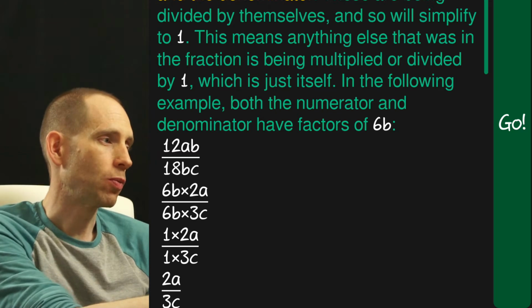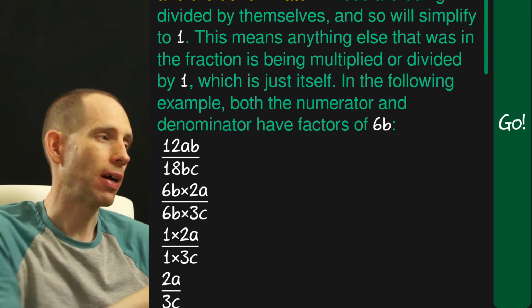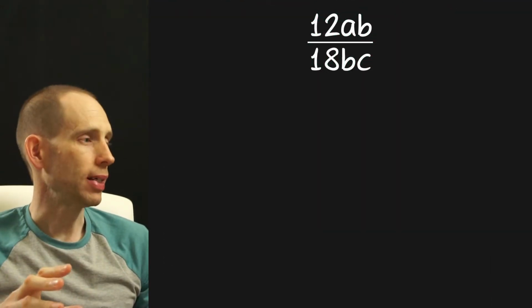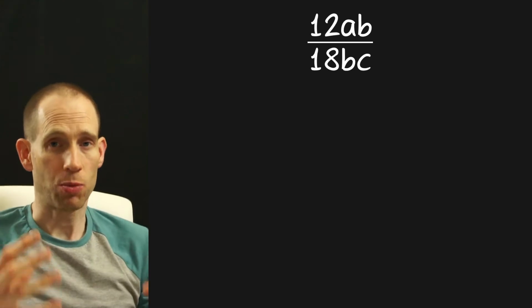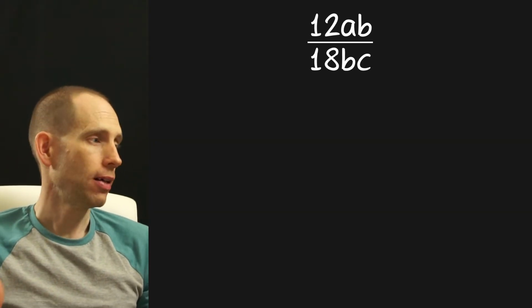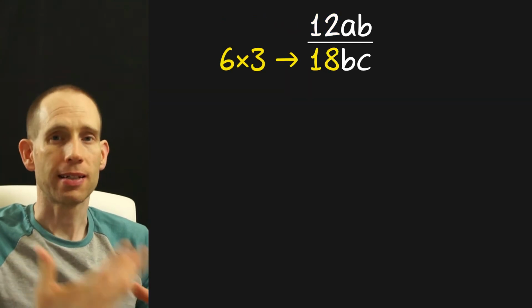In the following example, both the numerator and denominator have factors of 6 and b. If I look at 12ab divided by 18bc, that is one algebraic term, where it's all multiplication and division glued together into one term. Both 12 and 18 have a factor of 6. 12 is 6 times 2, 18 is 6 times 3. And both the numerator and the denominator then have a factor of 6 and a factor of b, which means I can rewrite this term.